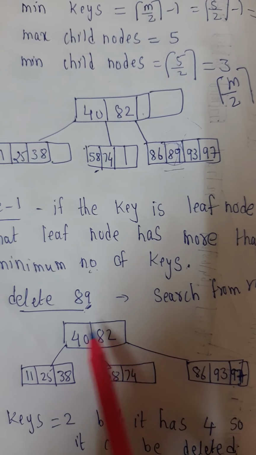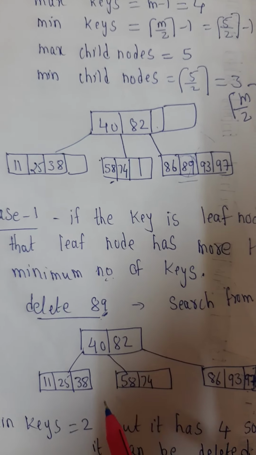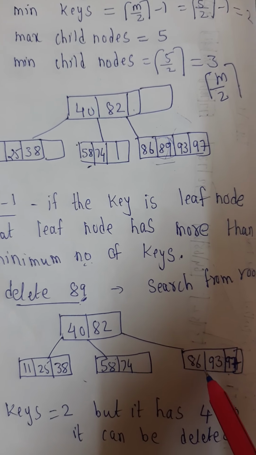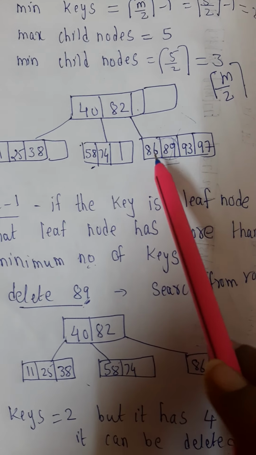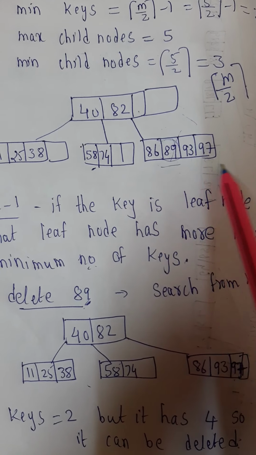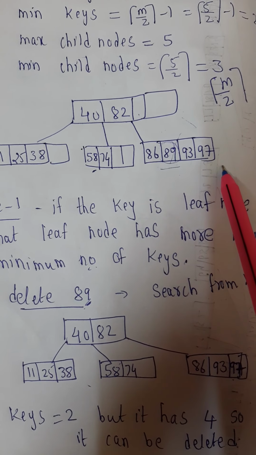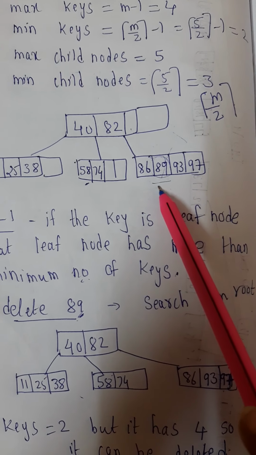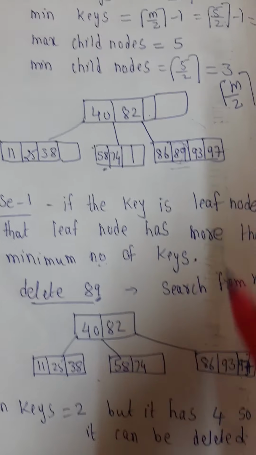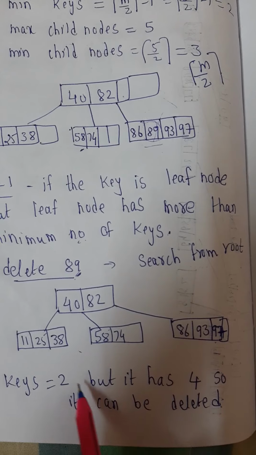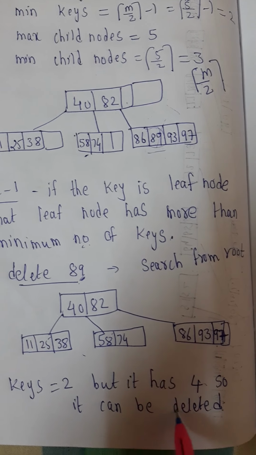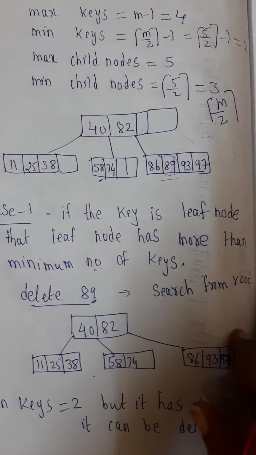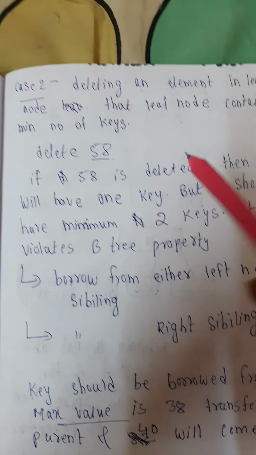42, 80, 40, 82, and the left side I have written as it is, and I have just deleted 89. Why? Because this node has more than the minimum number of keys. The minimum should be 2, but it has 4, so we can delete it just like that. So we have deleted it here. This is one case.